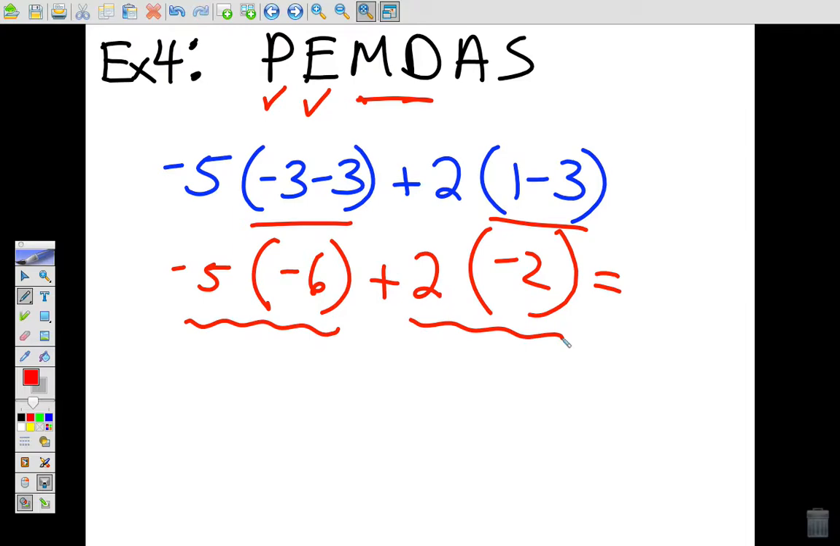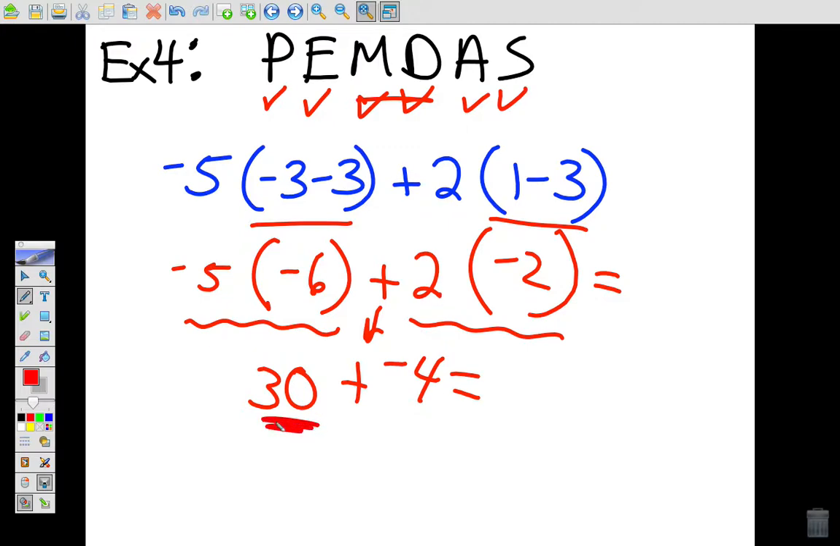So maybe you might take your calculator now and take a negative 5 times a negative 6, positive 30, plus, because of the plus sign. What's 2 times a negative 2? Negative 4. I've taken care of the multiplication and division. Now, any addition and subtraction? Yep, just one addition, right? 30 plus the negative 4. So 30, take away 4. That's easy, 26.